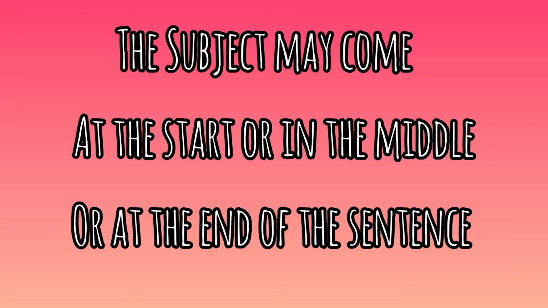In the same way, here comes the queen. If you look at this sentence, here comes the queen. Here, the queen is the subject and it is placed at the very end of the sentence. The queen is the subject. Here comes is the predicate. So in this sentence, the subject comes at the end of the sentence.